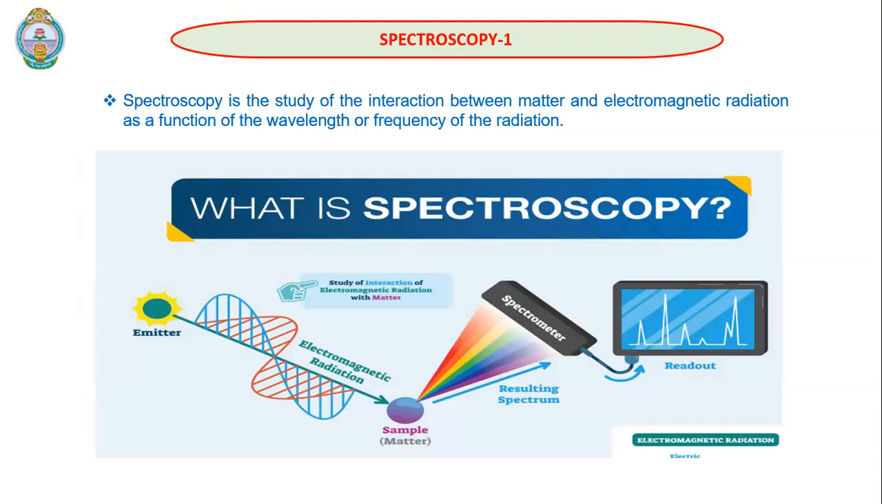What is the basic definition of spectroscopy? Spectroscopy is the study of interaction between matter and electromagnetic radiation as a function of the wavelength or frequency of the radiation. So spectroscopy is just the interaction of the sample we have prepared with the light source we use.